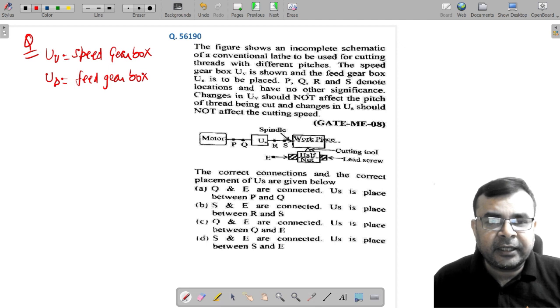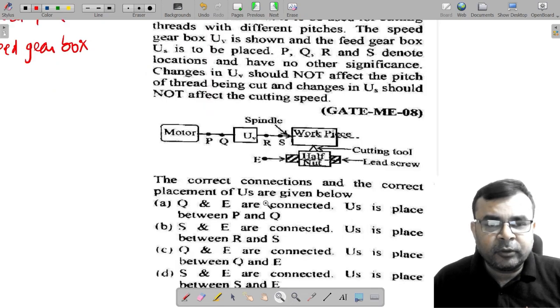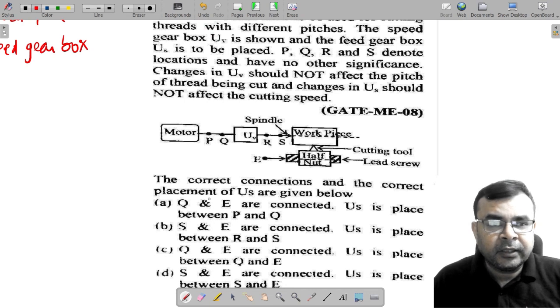PQRS are the locations and have no other significance. A change in UB should not affect the pitch of the thread being cut, and a change in US should not affect the cutting speed. So the correct connection and the correct placement. Let's suppose I zoom in. The correct connection and the correct placement of US are given below. So US is a feed gearbox.